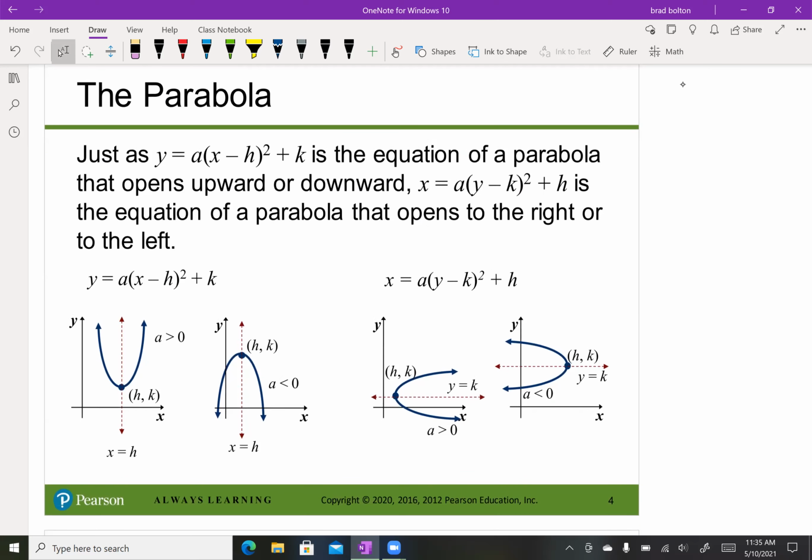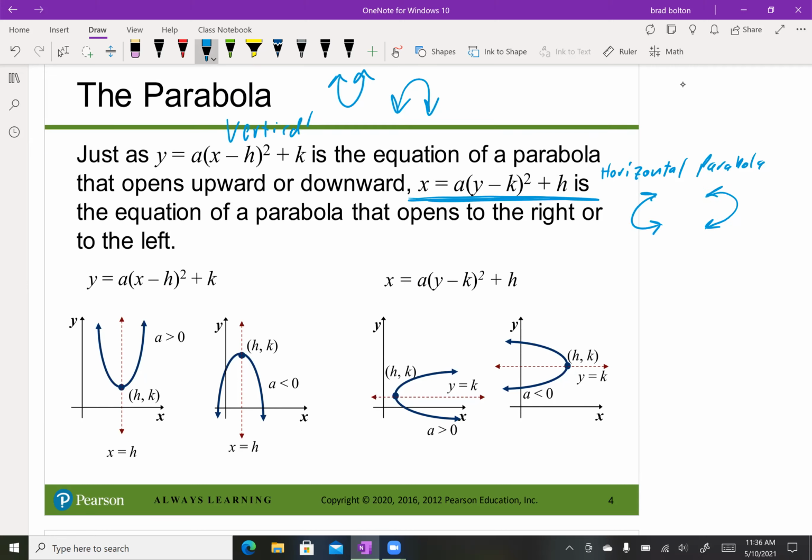The parabola. So just as y equals a times x minus h squared plus k is the equation of a parabola that opens upward or downward, x equals a times the quantity y minus k squared plus h is the equation of a parabola that opens to the right or to the left. Once again, this is what I call a vertical parabola, meaning you get a parabola like this, or you get a parabola like that. Now when the y is being squared, you are going to get what I call a horizontal parabola. You'll get a parabola that faces like that, or you'll get a parabola that faces that way. So that's the main difference.